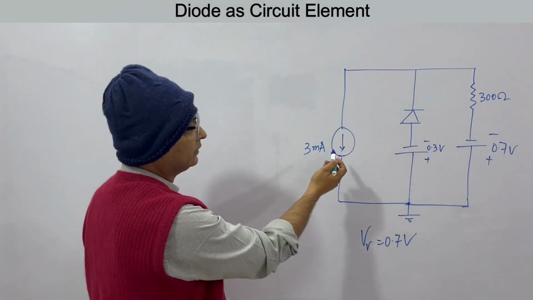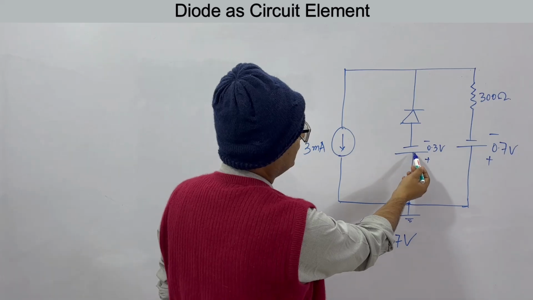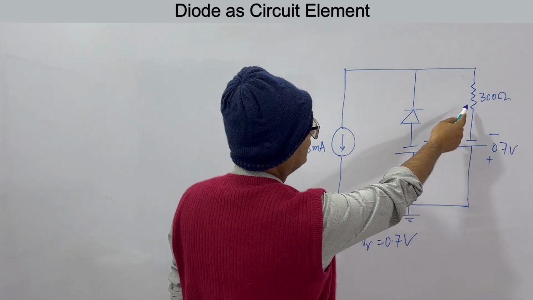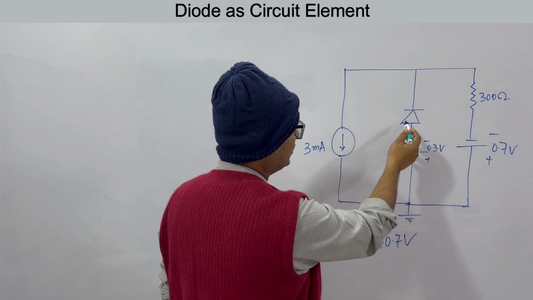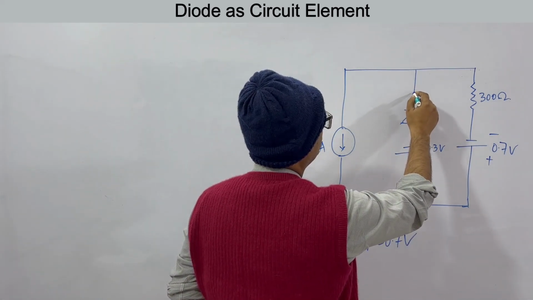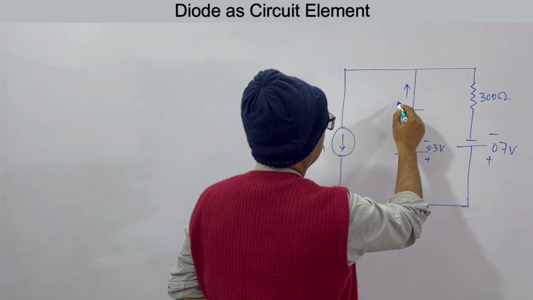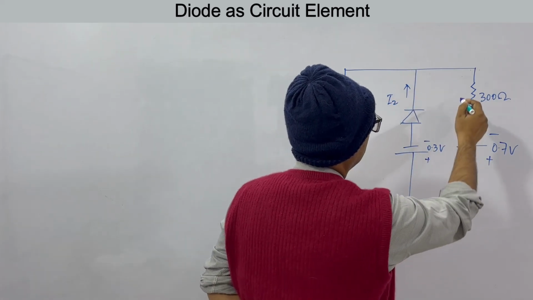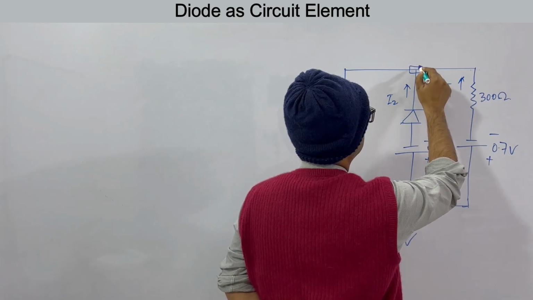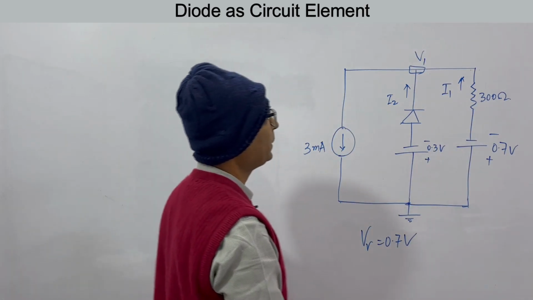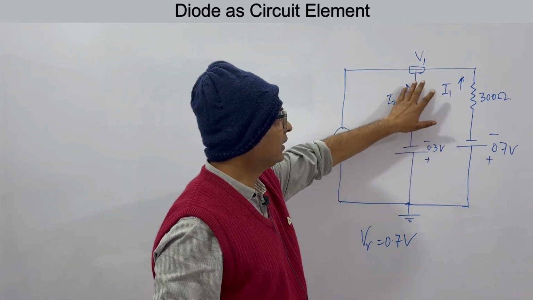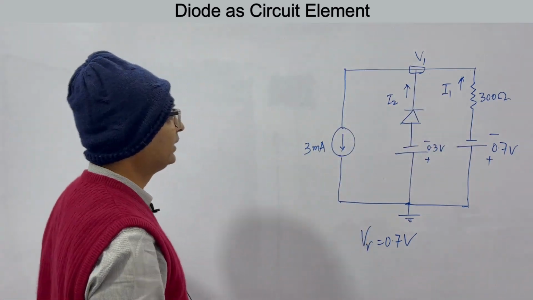This is a circuit. This is a current source. This is a voltage source, a diode. This is again a voltage source, a resistor. This is grounded. V gamma for the diode is 0.7 volts. We have to find first of all what is the current, let's say I2 in this circuit, and current I1 in this circuit, and we have to find what is the voltage at this point, V1. Okay, voltage at this point, current in these two circuits we have to find.